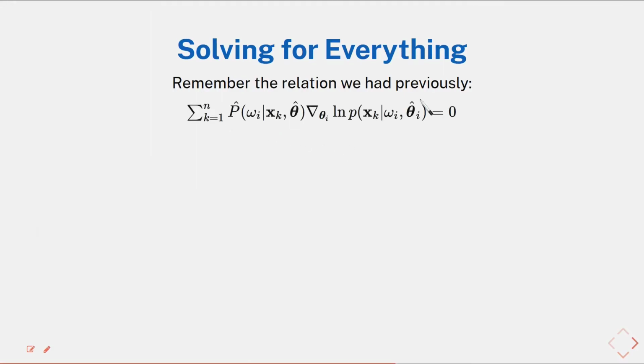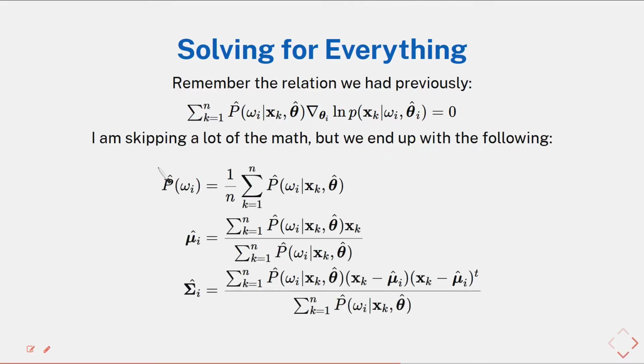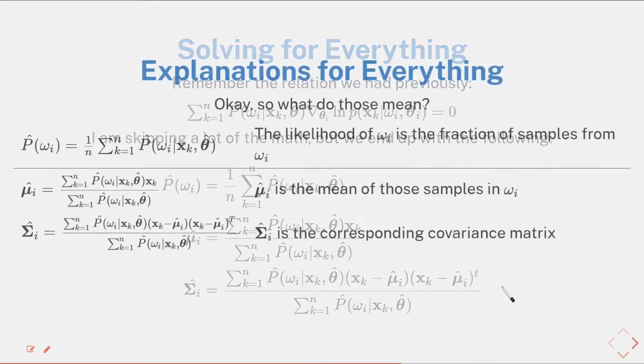So remember the relation that we had previously. This was the relationship between the mixture densities and the sample-specific, or class conditional, probabilities for each sample. We took the derivative of this and set it equal to 0. If you solve for each one of the parameter values, you end up with something that looks like this. The prior for each class is equal to the average of the sample conditional probabilities for each class. The mu is again the weighted sample of each point. And the sigma, or the covariance, is basically a weighted covariance, or a weighted variance. This should actually be a capital T here. So what do these mean?